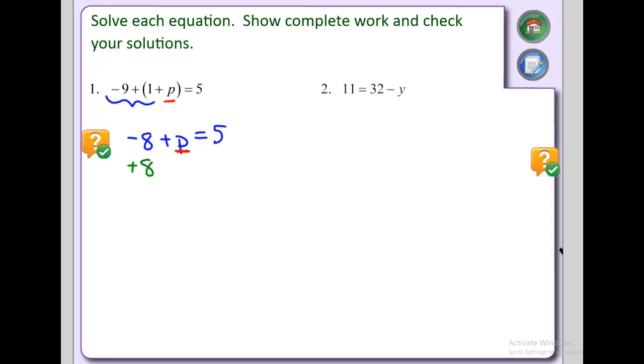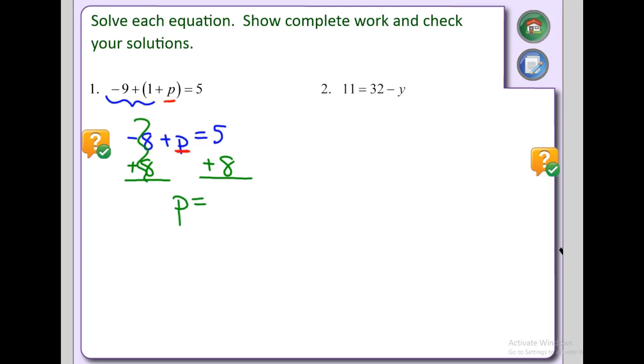Nice. Remember that addition property of equality. Whatever I add to one side, I have to add to the other. So let's see what happens when we do that. Well, these guys are going to cancel out. They are additive inverses of each other. So I'm left with P equals.